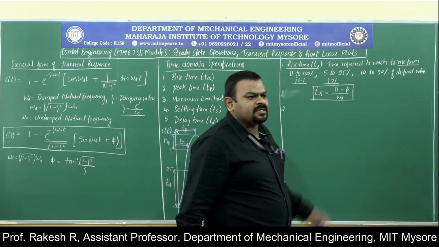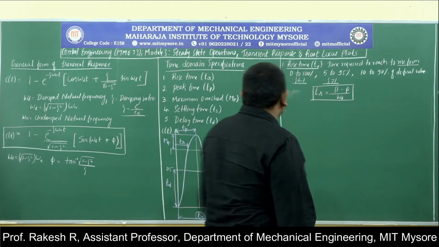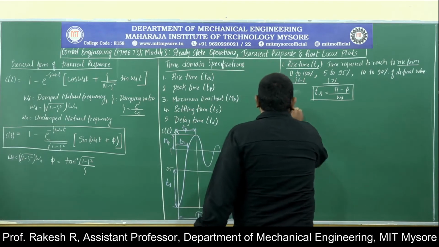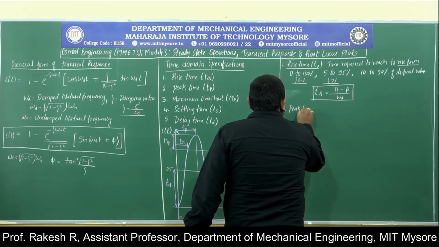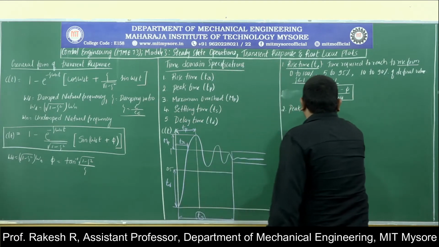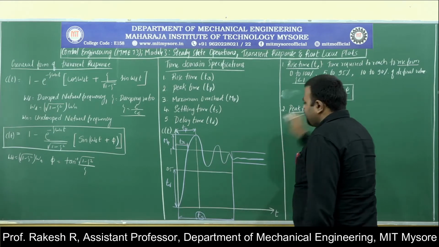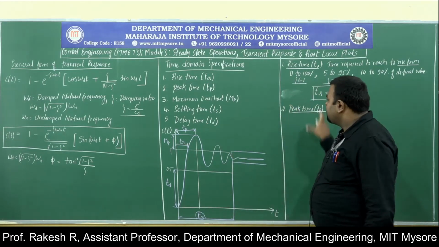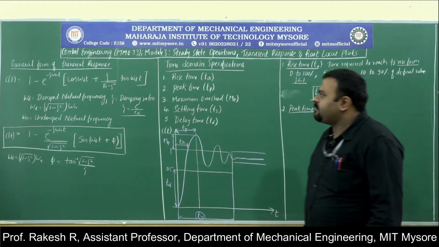In the exam they can ask the definition and expression. You have to write this. Then peak time, this is denoted by Tp. First you have to write the graph, then you have to write the definition along with the expression.